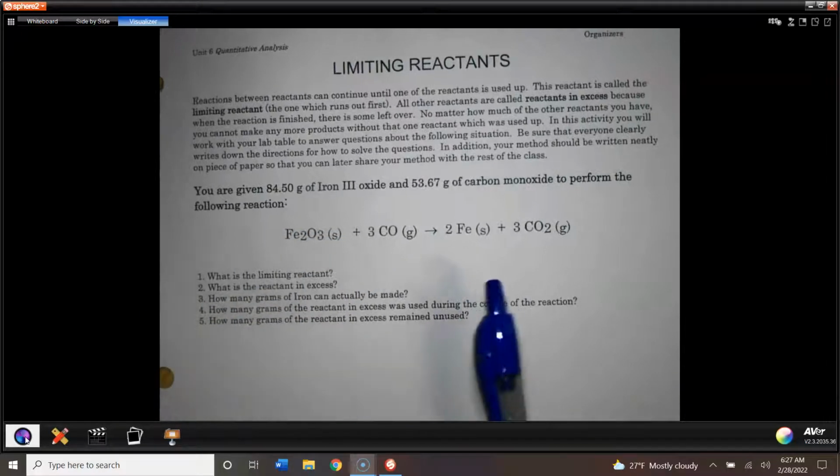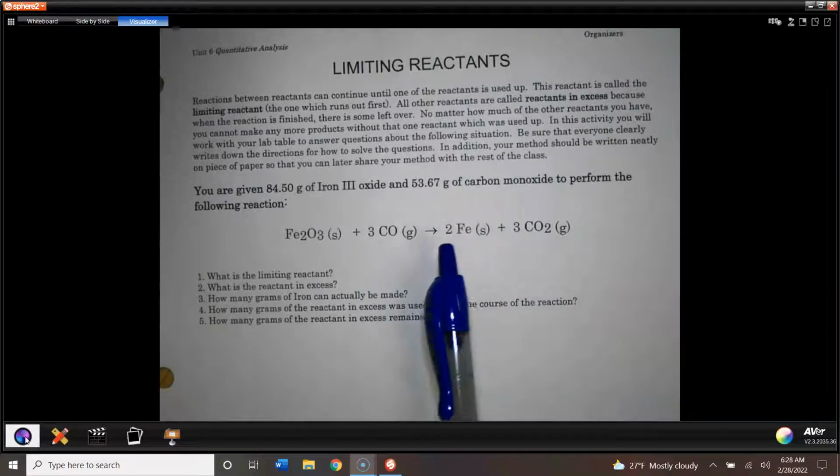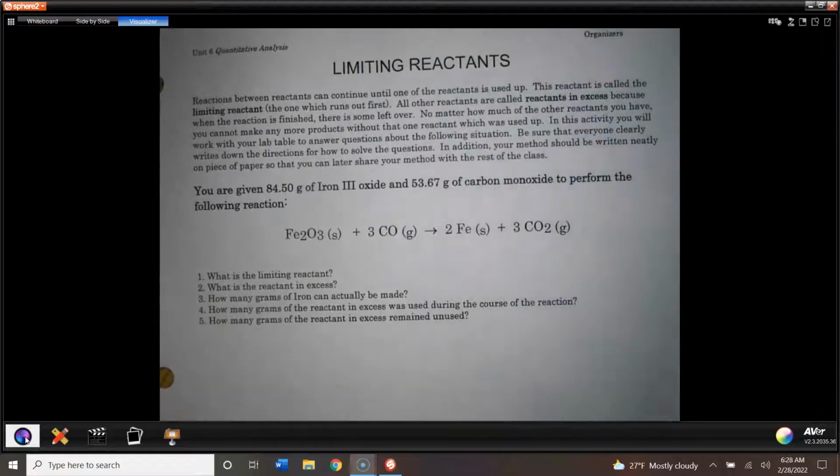How many grams of iron? We could have gone to carbon dioxide, but since iron's a solid, that's a lot easier to prove. So how many grams of iron did you make? And then the two questions that I mentioned before about the reactant in excess: how much got used, how much didn't get used? So let's start with determining what's limiting. There are two different ways that you can do that.